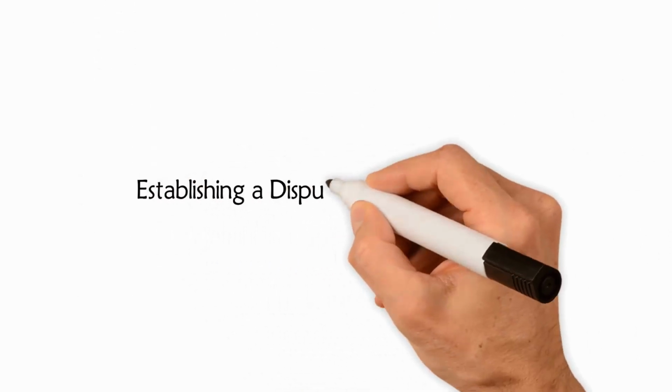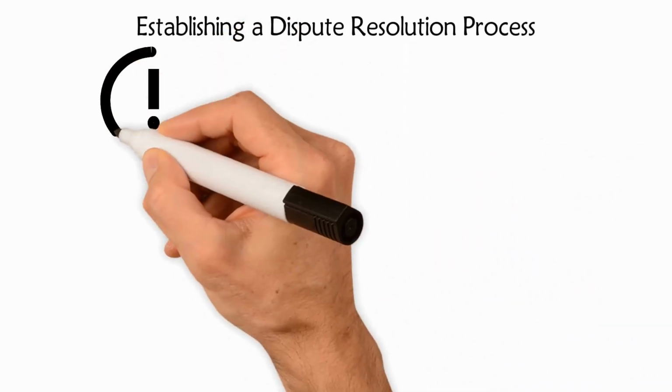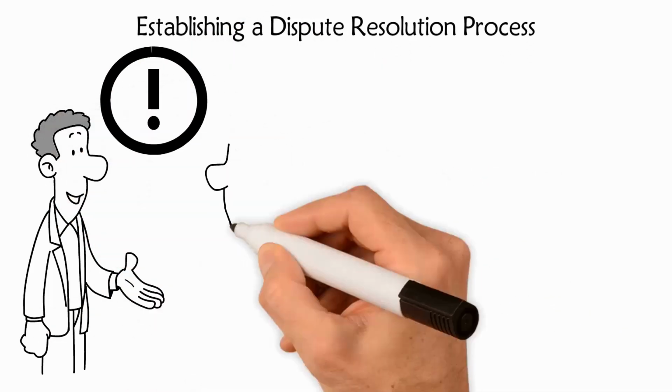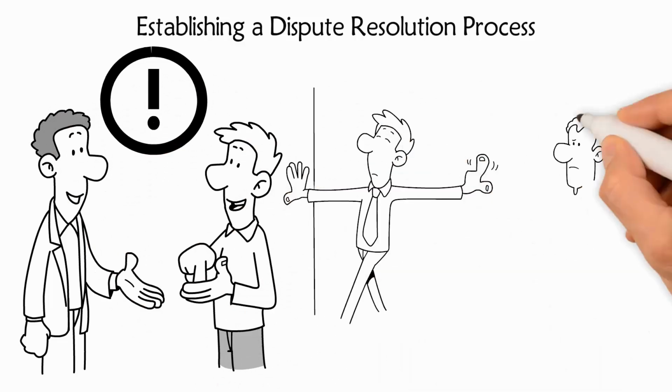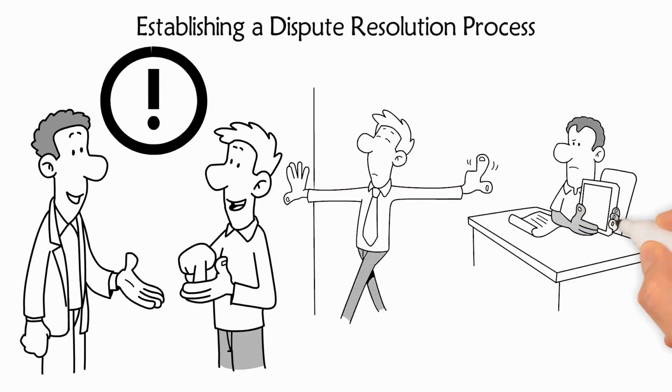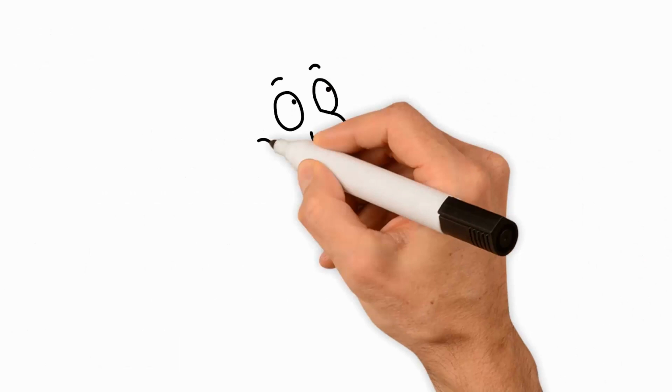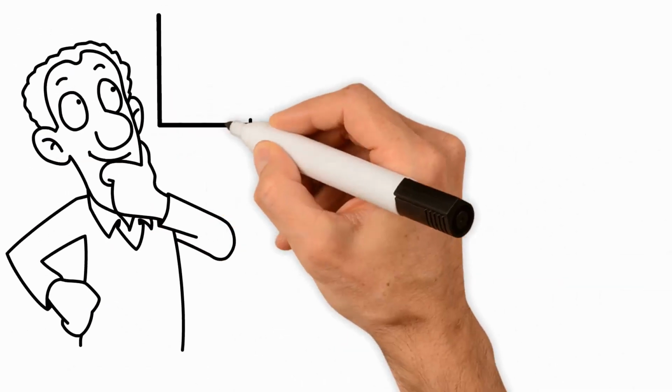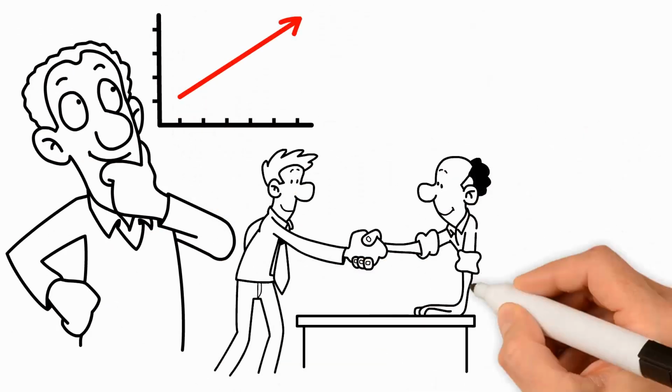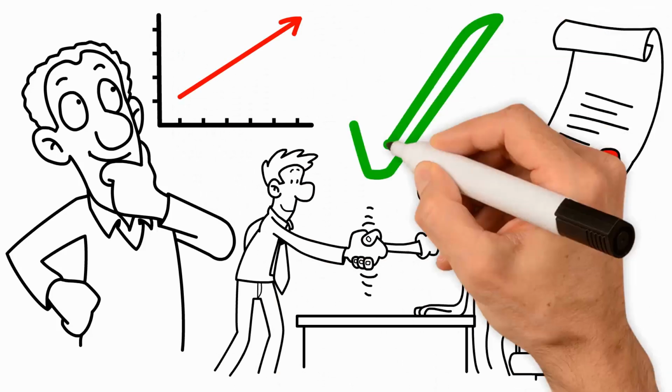Establishing a dispute resolution process. This includes understanding the importance of having a clear and fair process for resolving any disputes that may arise during the implementation of the agreement. By considering these main topics, negotiators can increase the chances of successfully implementing an agreement and ensuring it's properly followed.